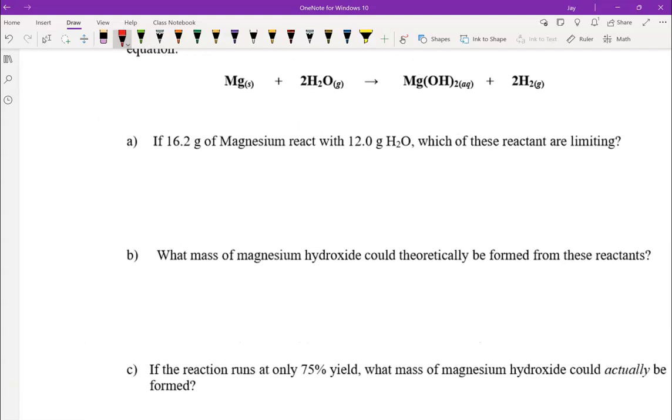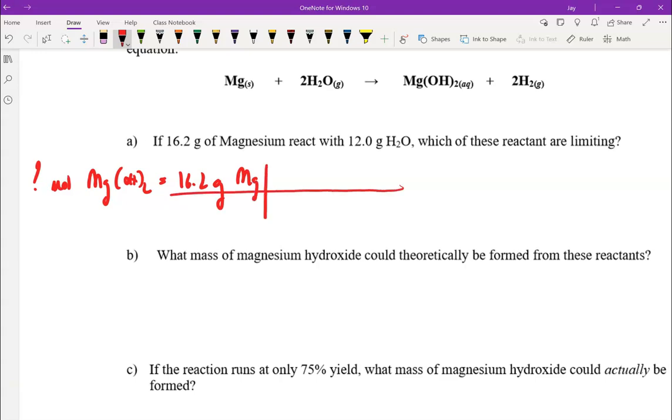First thing that we're going to do is ask how many, and I'm just going to go to moles first because all I need to do is find which one is limiting. How many moles of magnesium hydroxide are the equivalent of 16.2 grams of magnesium? So that's going to be the first step. We're going to go from grams of magnesium to moles of magnesium.